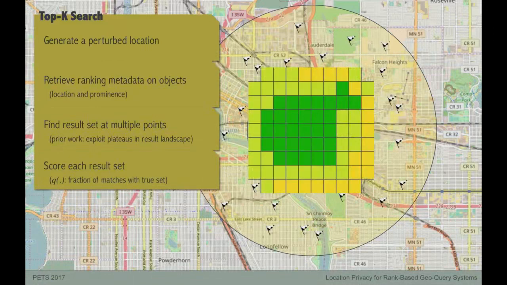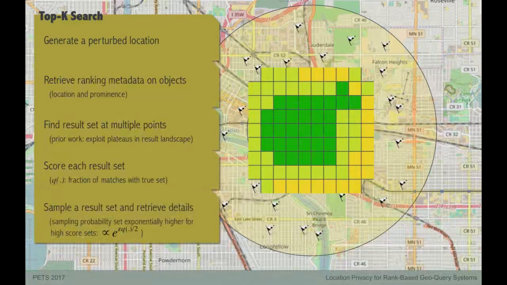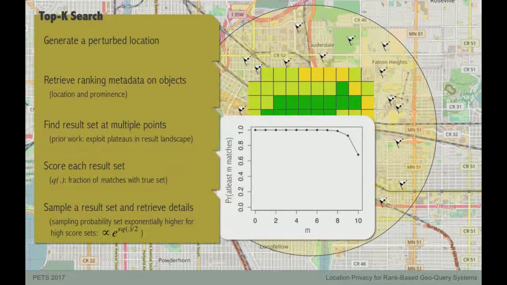Then we use a sampling method to pick one of these sets as the final answer. This sampling is done using the standard exponential mechanism. Essentially, you give exponentially higher weight to higher quality sets, then you do a sampling, and then you retrieve the details on that sampled set. And this is showing you an idea about the probability of picking matches when you do this exponential sampling.